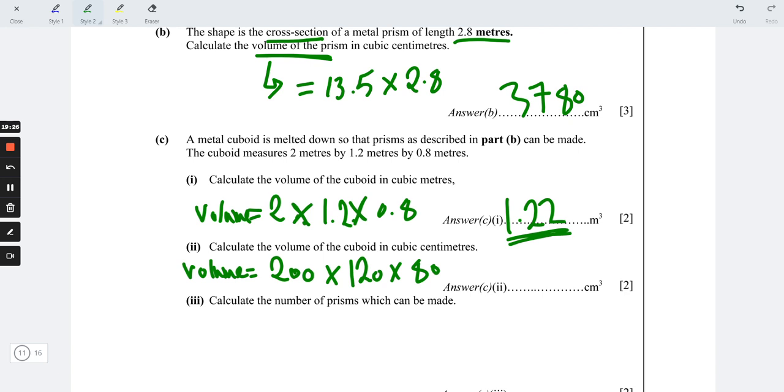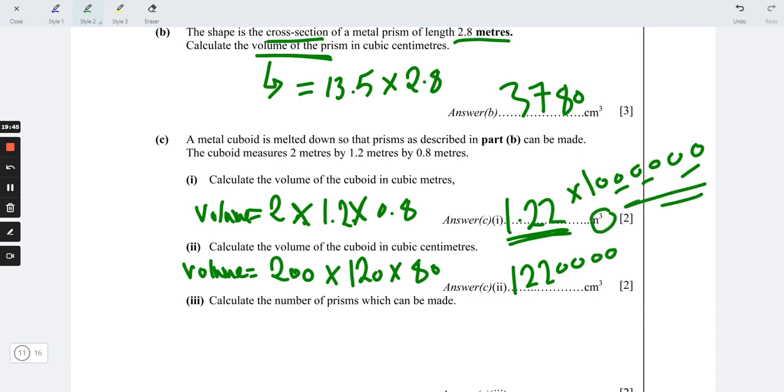That means if you want, you can multiply it here by 1 million. Yes, you will get the same digits with 4 zeros. Because 1 meter equals 100 centimeters, and we have m to the power of 3, that means 100 times 100 times 100. You will get 1 million.